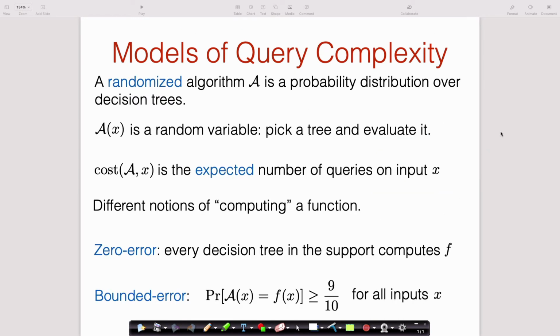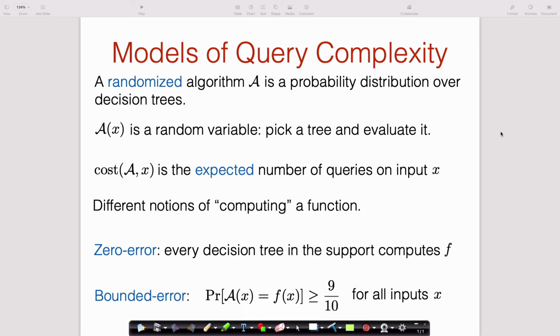So that's the case of deterministic algorithms. We can also consider randomized, classical randomized query algorithms. A randomized algorithm is simply a probability distribution over decision trees. So basically at the very beginning of the algorithm, you make a random choice that selects a deterministic decision tree, and then you execute that deterministic decision tree. And that is a randomized query algorithm.